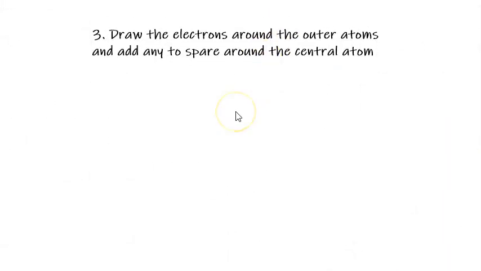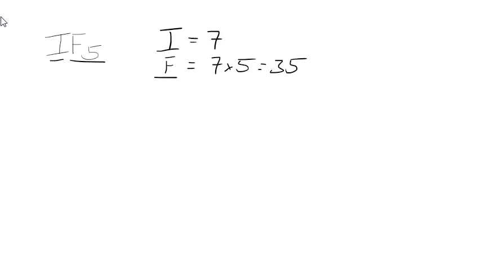We will start off with IF5. Okay, let's make my pen a little bit thicker. So the first step is that we need to count the number of valence electrons. Both of these are in group 17, so they both have 7 electrons in their valence shell. We've only got 1 iodine, so that's just 7, and then we've got 5 fluorines, that's 7 times 5, so we've got 35 there. So all up, we're going to have 42 electrons.